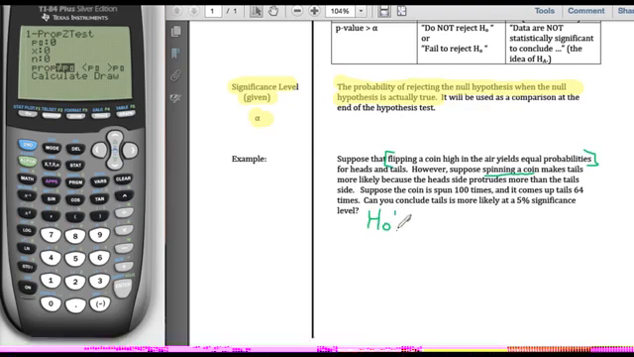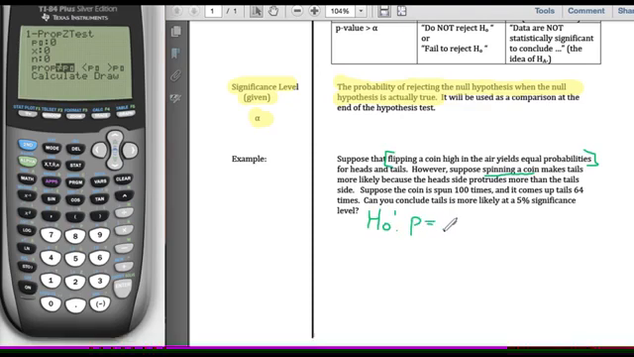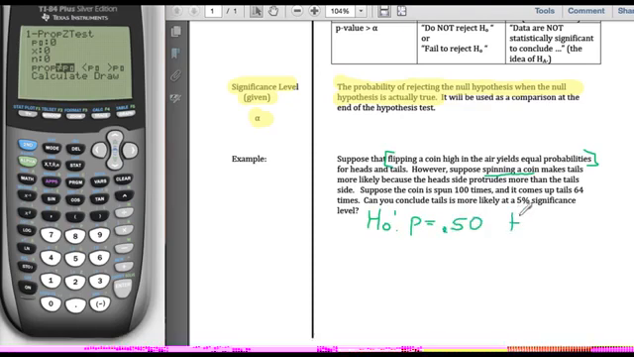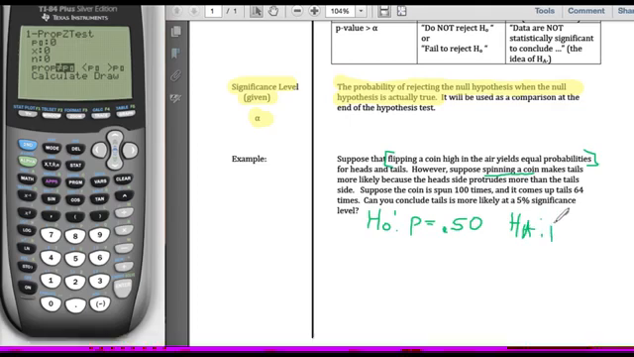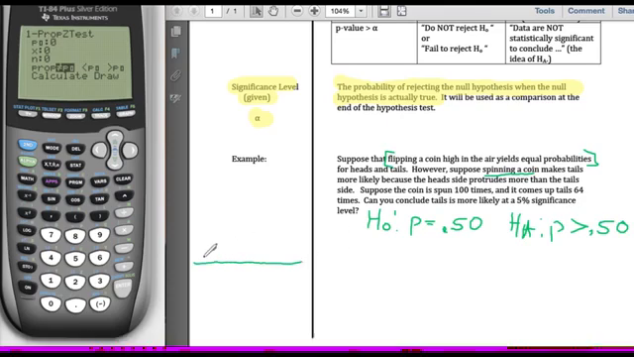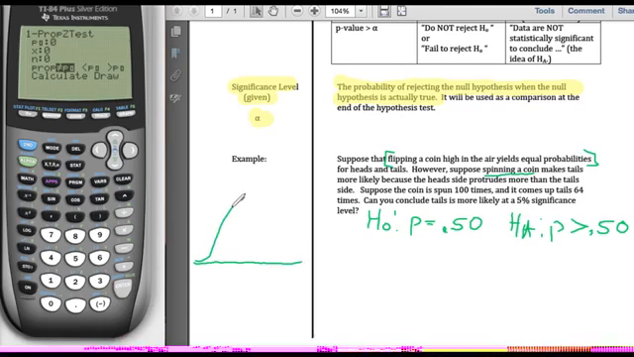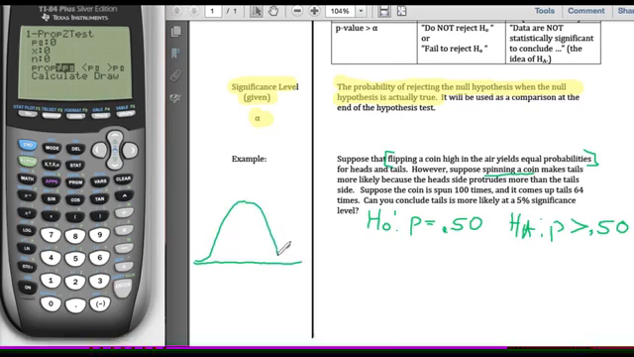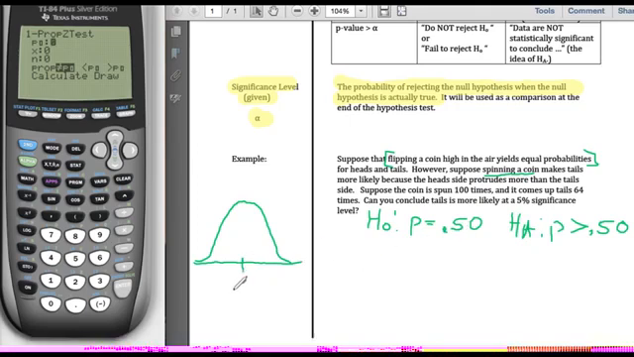From the previous video, H0 was p equals 0.50. HA was p is greater than 0.50. We checked the components of the central limit theorem and found they were met. And so what this tells me is that I'm dealing with a normal distribution, and I expect my p to be in the middle. So 0.50 is right here.